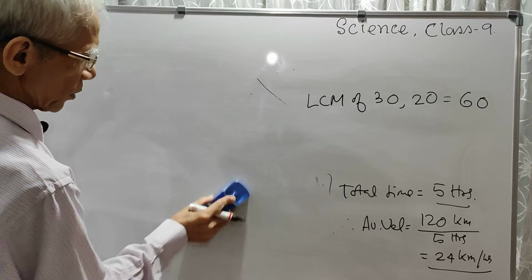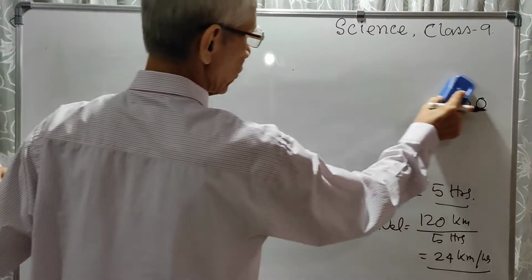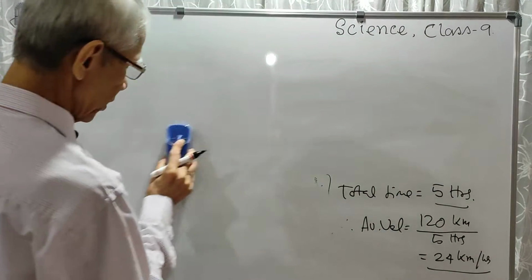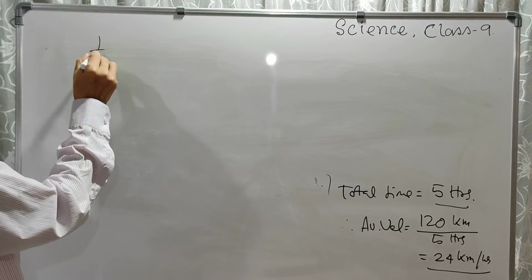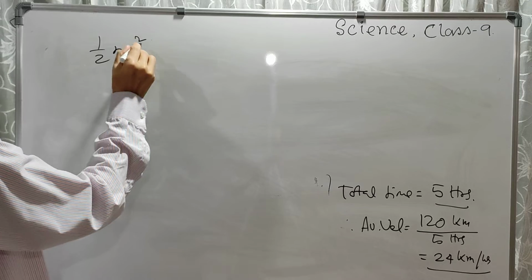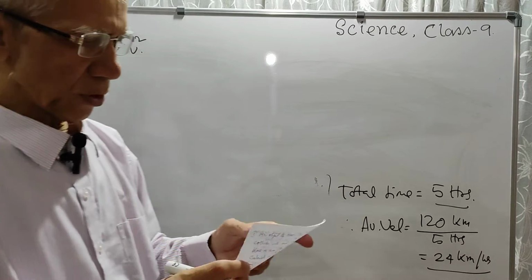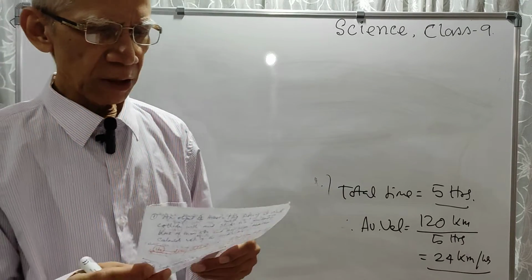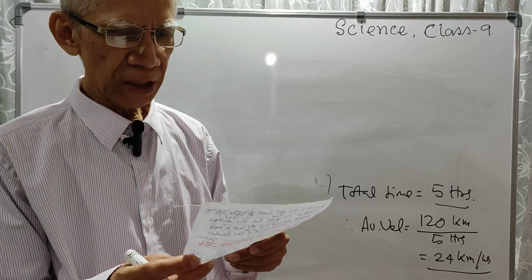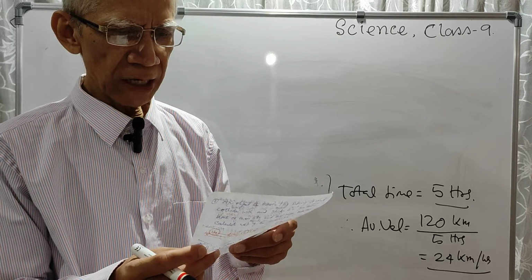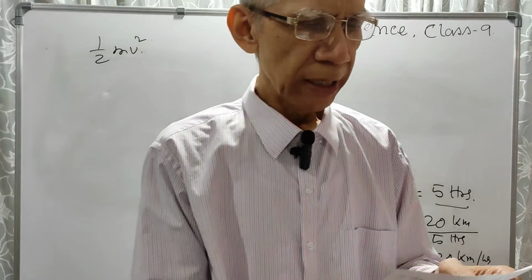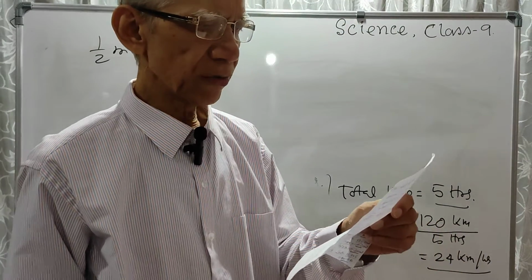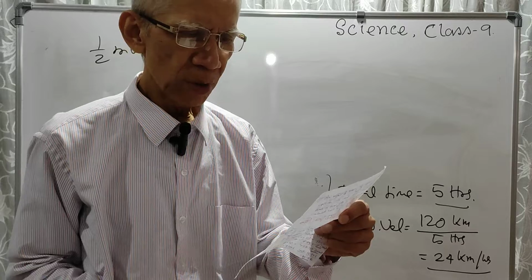This is about kinetic energy. The kinetic energy formula is half mv square, isn't it? You have to use this formula to do this sum. At what speed does a body of 5 kg have kinetic energy 100 joule? It's a very short question.